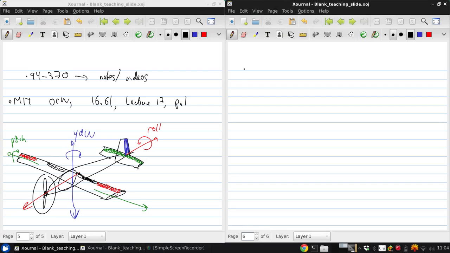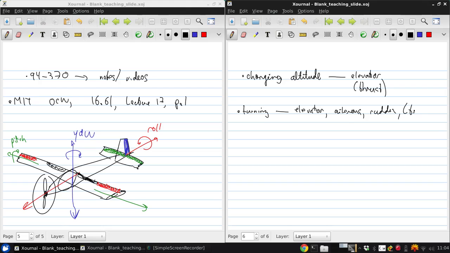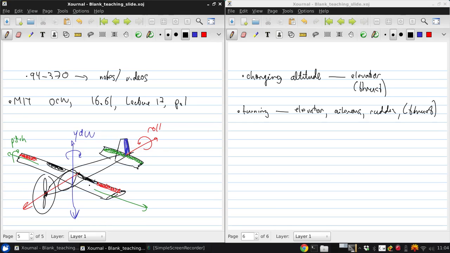Two main types of control operations are usually of interest for typical non-aerobatic flight: changing altitude, this is climb or descent, and this is essentially handled with the elevator and also thrust control. And the second major type of maneuver is turning. Which involves the elevator, ailerons, rudder, and in general, thrust input as well.